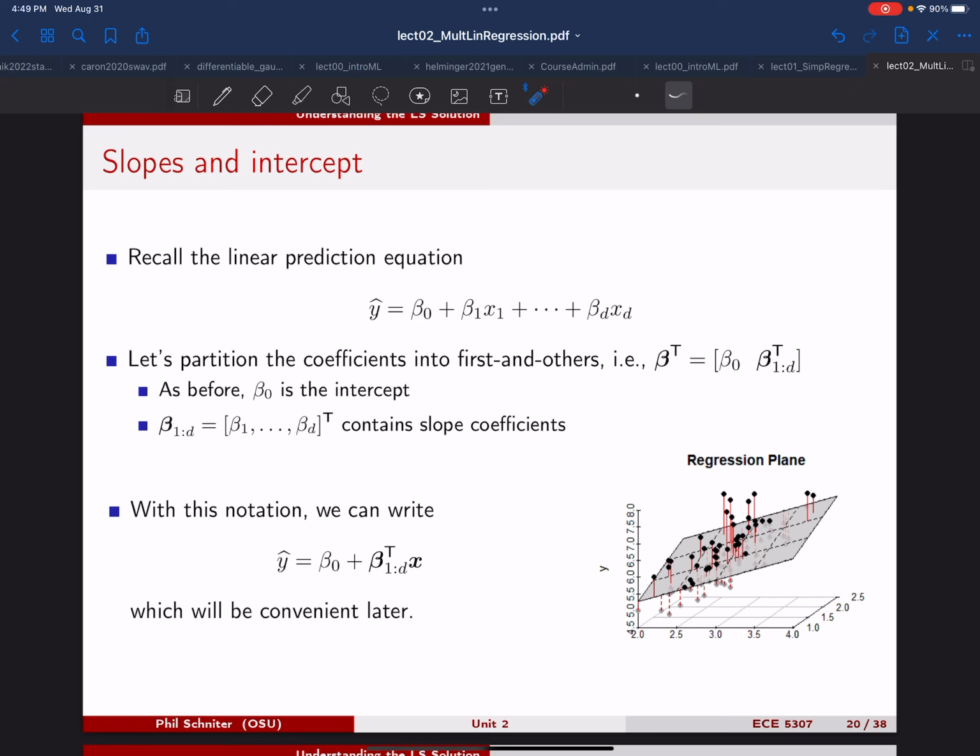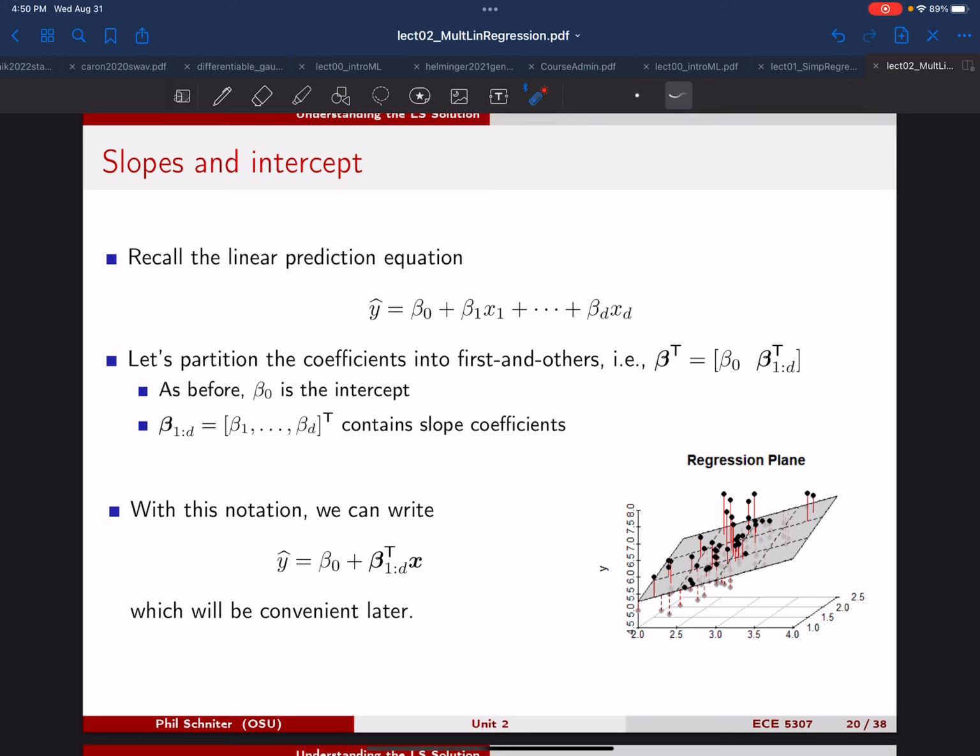Then we're going to define a new vector, which we're going to write as beta sub 1 through d, and that just has all the remaining coefficients in it. So our total beta, in transposed form, has that first coefficient and then all the other coefficients. In other words, the intercept and all the slope coefficients split into two parts. Okay, is that pretty clear?